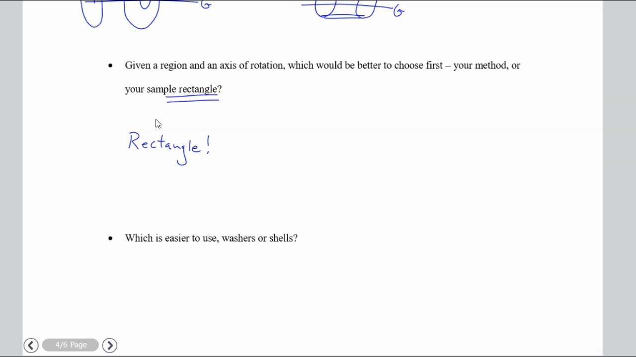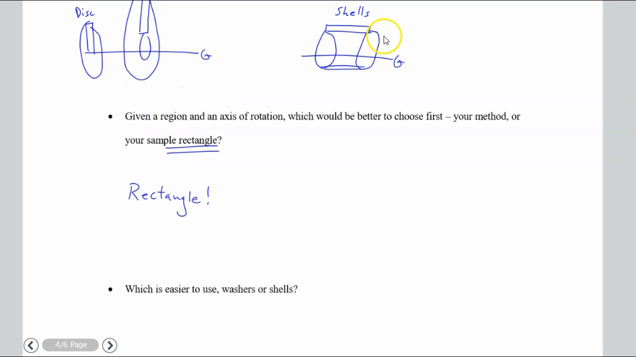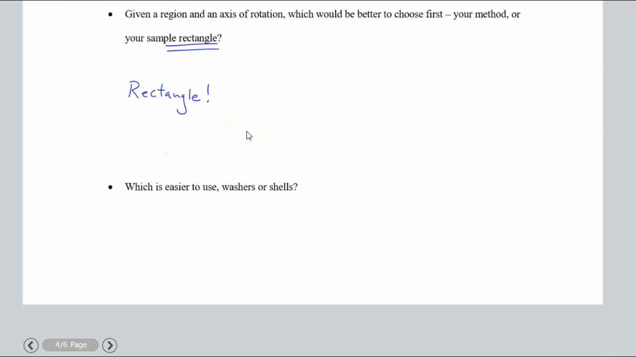And then you can look at, all right, am I parallel or perpendicular to the axis of rotation, and decide what method to use after that. So rectangle first, then decide your method. And we'll look at an example of that in the next video. One where you can't really do it both ways. Some regions you can do either with a shell or a washer, and it goes okay either way. We'll look at one next time where there's definitely one method that's going to be better than the other.